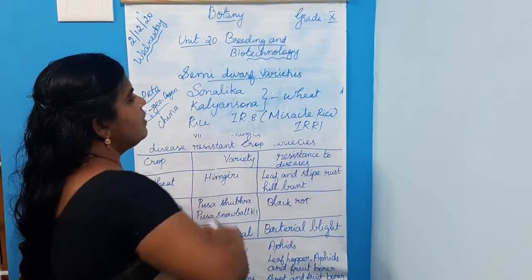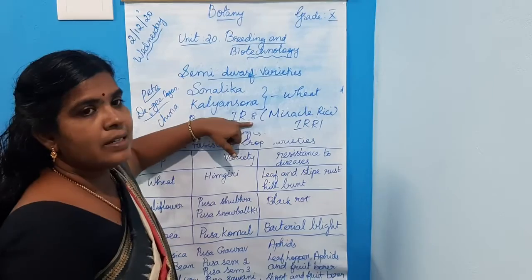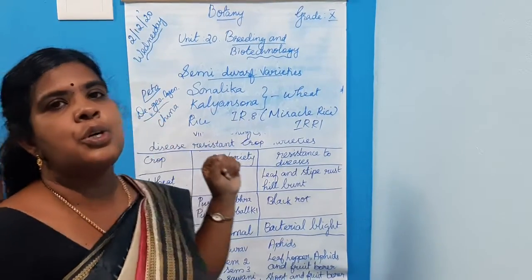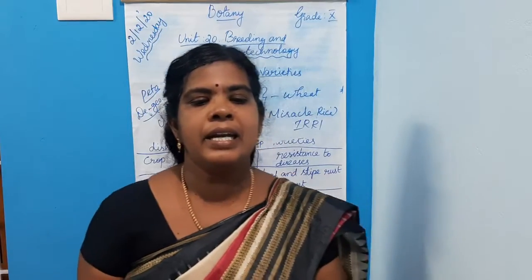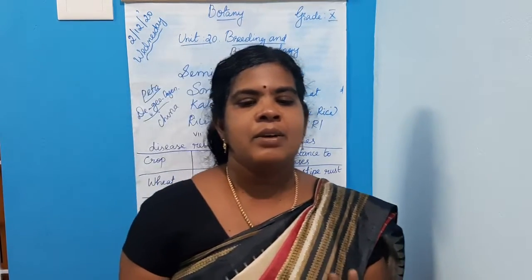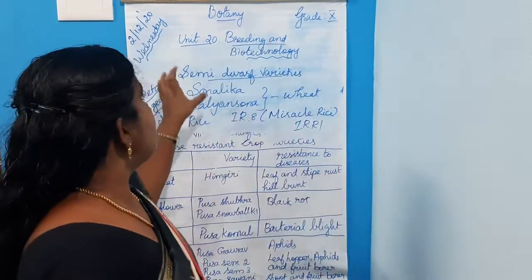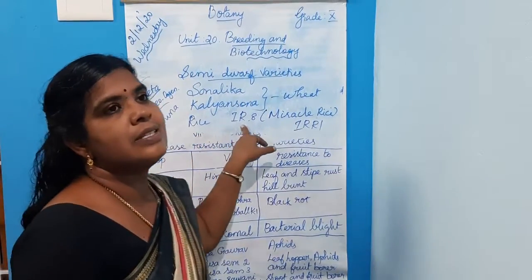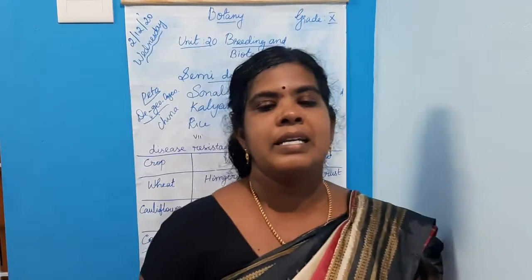So what about IR8? It's a hybrid of Pita as well as Degio-Wujen. It's a high yielding rice variety. These two are the semi-dwarf varieties of wheat, and this IR8 is a semi-dwarf variety of rice.